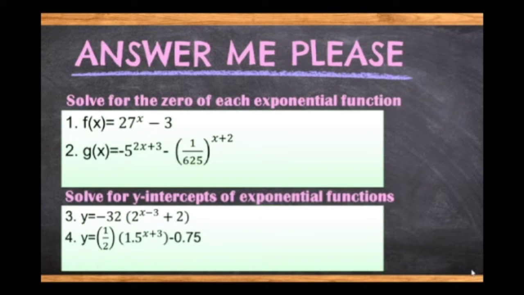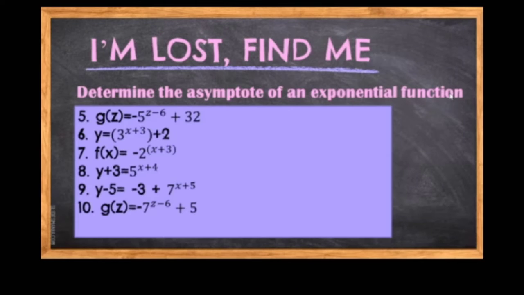Then next, solve for y-intercepts of exponential functions. Number 3, y is equal to negative 32 quantity of 2 raised to x minus 3 plus 2. Then number 4, y is equal to quantity 1 over 2 times 1.5 raised to x plus 3 minus 0.75. There's more. I'm lost. Find me.